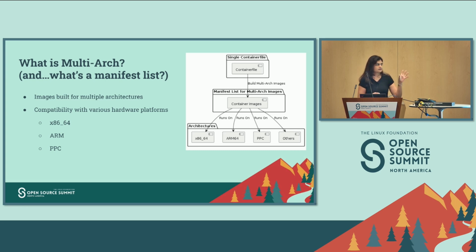You have one container file, you just run a build, it creates a container image for the different architectures and puts them together. So it's like a JSON file that has indexes to these various images of the different architectures.